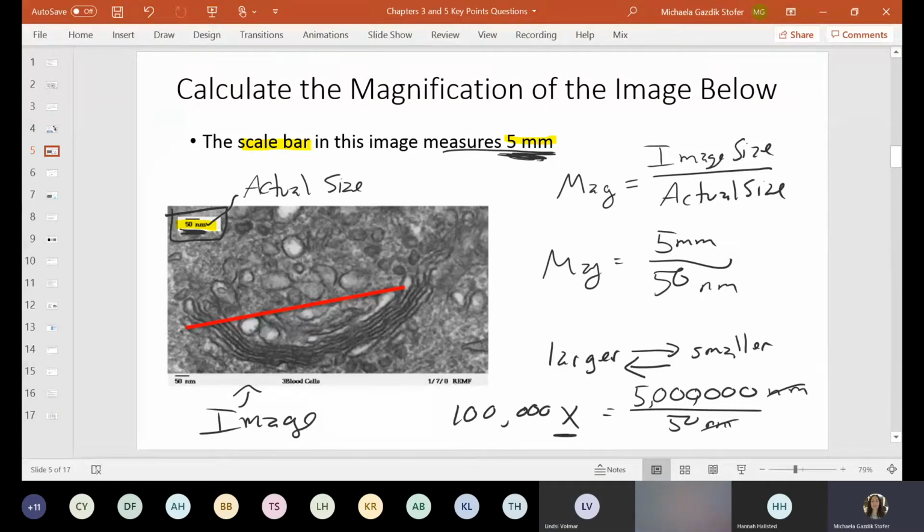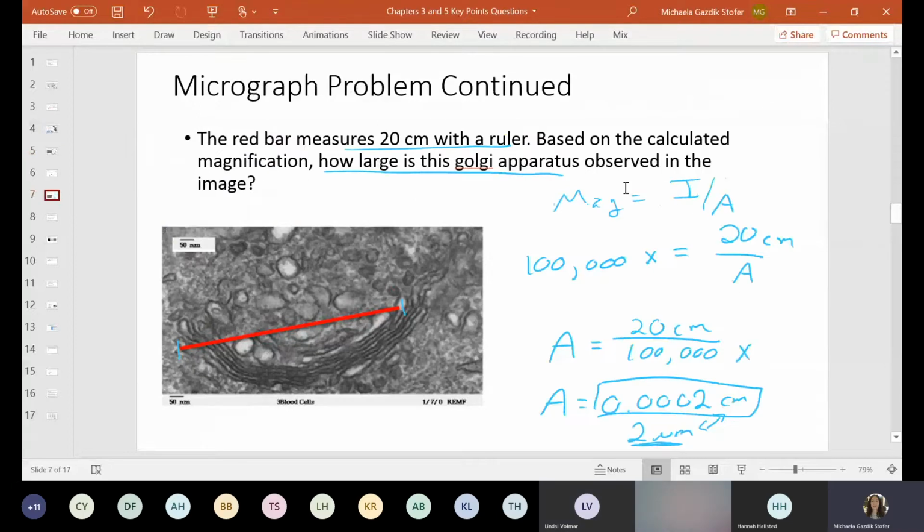If you looked at this image and it didn't have a size bar, you would have no actual sizes on that image at all, because you have no idea what size the cells are that you're looking at. You just know you're looking at cells. The only way you get an actual size is because of that scale bar. And so the first step is to calculate the magnification from the actual size of the scale bar. And then the second step is to use that magnification to calculate the size of what you actually care about, which is the specimen. Okay.